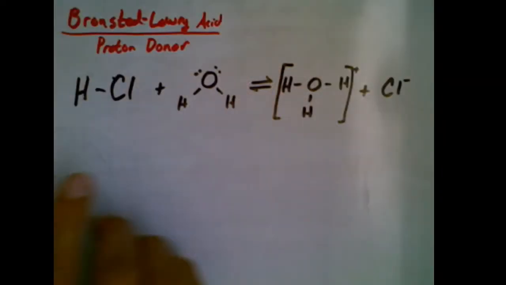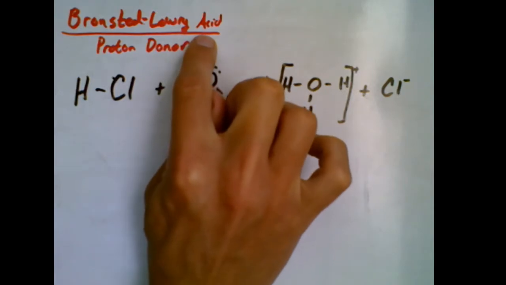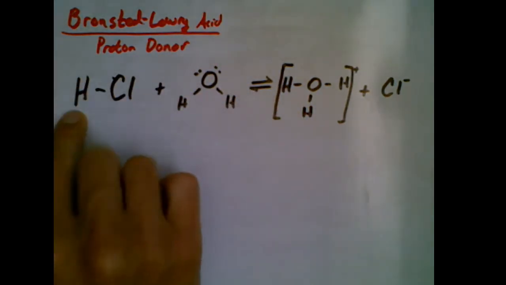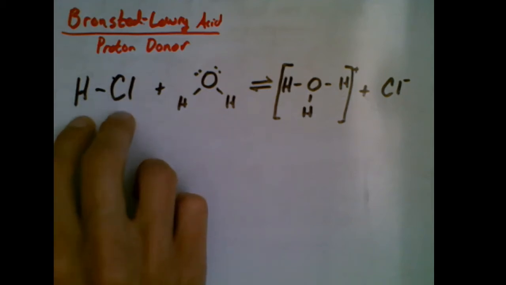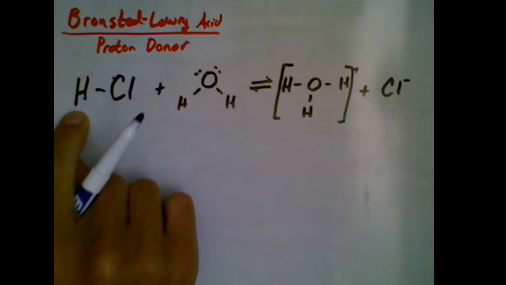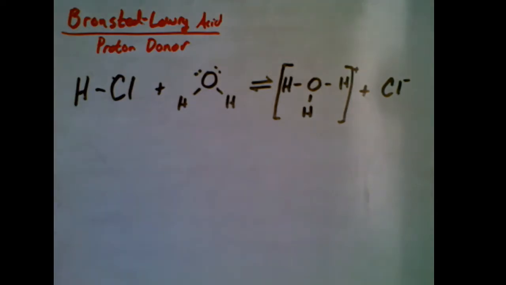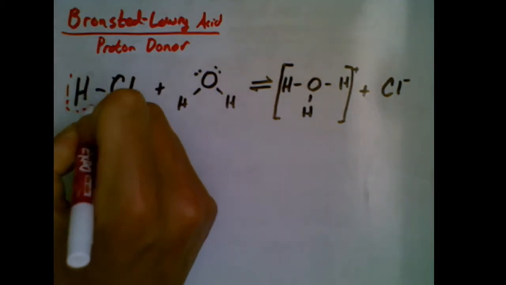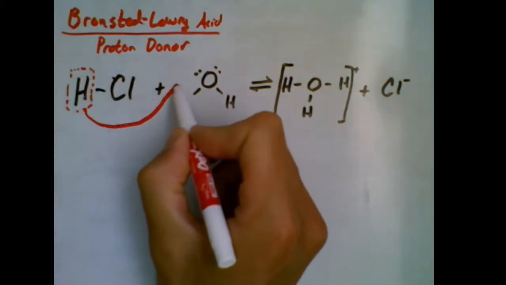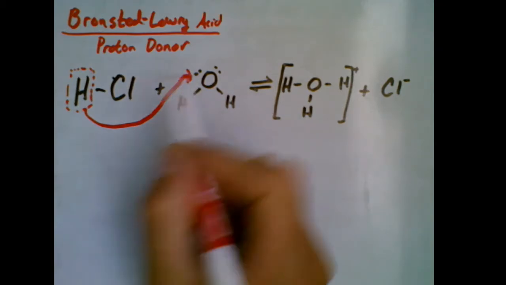So when we have a Bronsted-Lowry acid, remember it was a proton donor. So when we had our acid, which in this case is hydrochloric acid, HCl, what it is going to do is actually donate its proton. So remember the proton is just an H+. And when it donates that, it gives it to the water.